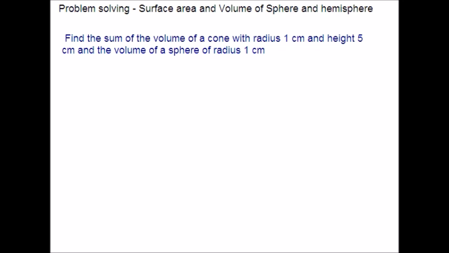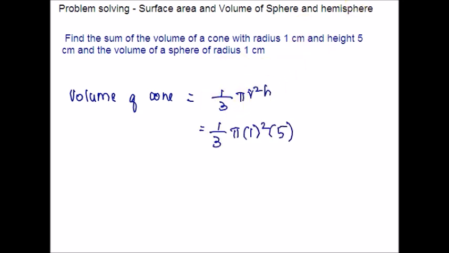Find the sum of the volume of a cone with radius 1 and height 5, and the volume of a sphere whose radius is 1 centimeter. Okay, we are going to use the volume of the cone formula and the volume of the sphere formula here, and finally we are going to find the sum of the volumes. Here is the volume of a cone formula. Replace r by 1 and h by 5. In the same way, let us use the volume of the sphere formula and replace r by 1.